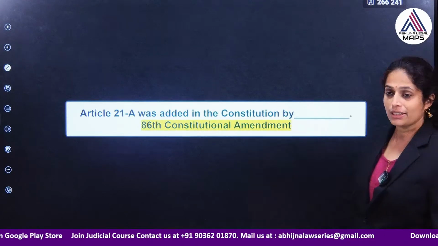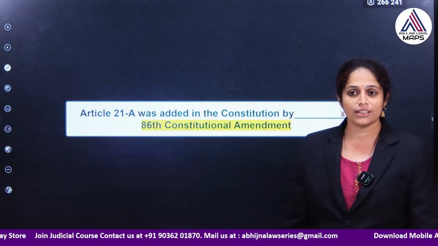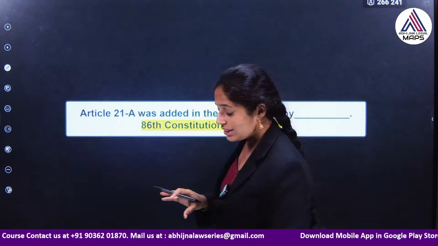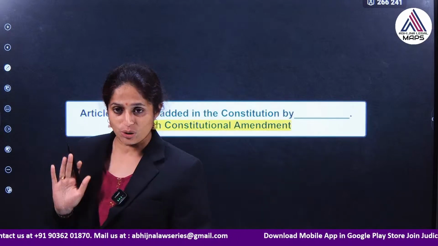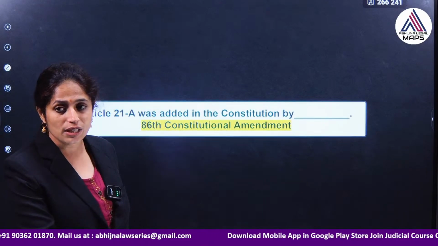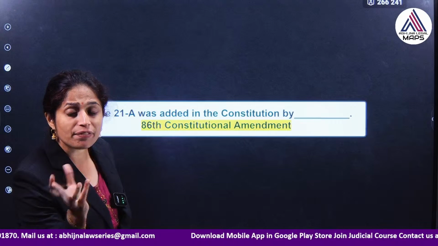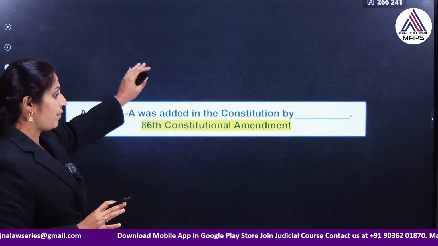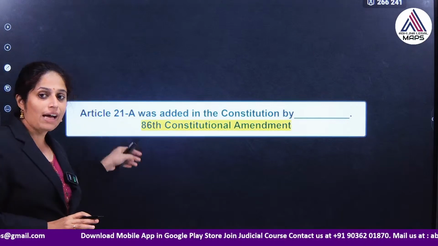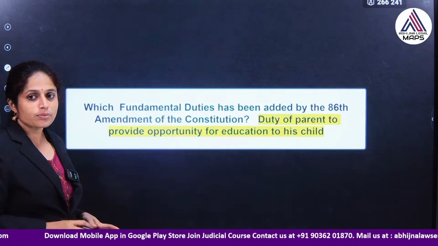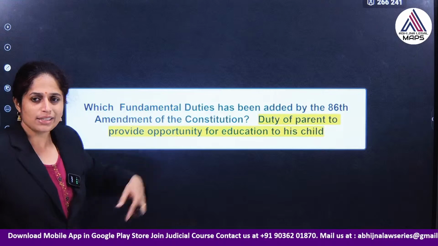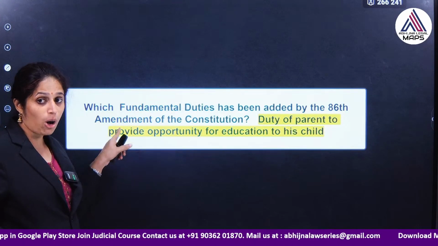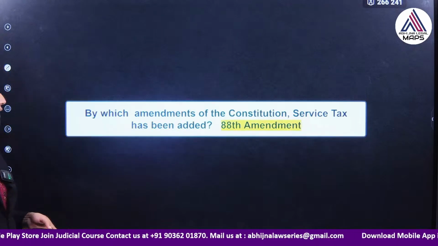The same thing, Article 21A was added in the Constitution by the 86th Constitutional Amendment. You can see that these are all previous year questions of All India Bar Examinations only. They were asked in a different manner, only that is different. So, we have included all such questions. Next one, yes, the same thing, 86th Amendment, what was added? The duty of parent to provide opportunity for education to his child.